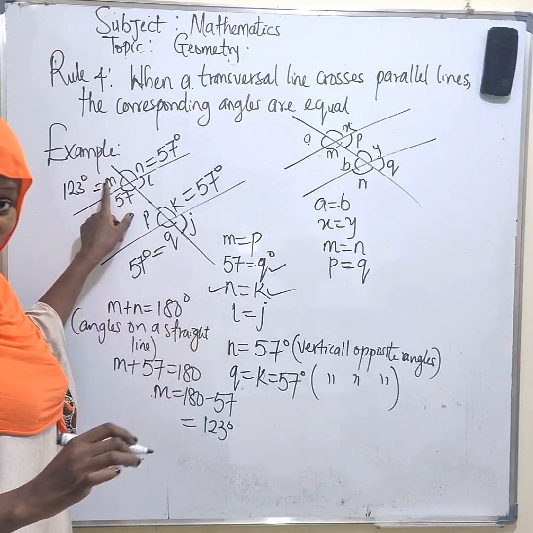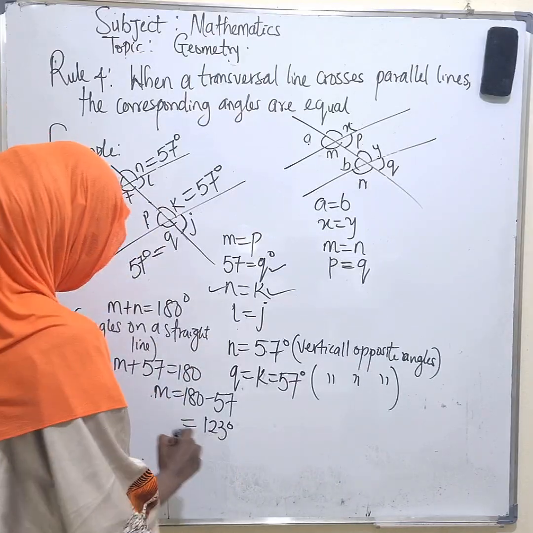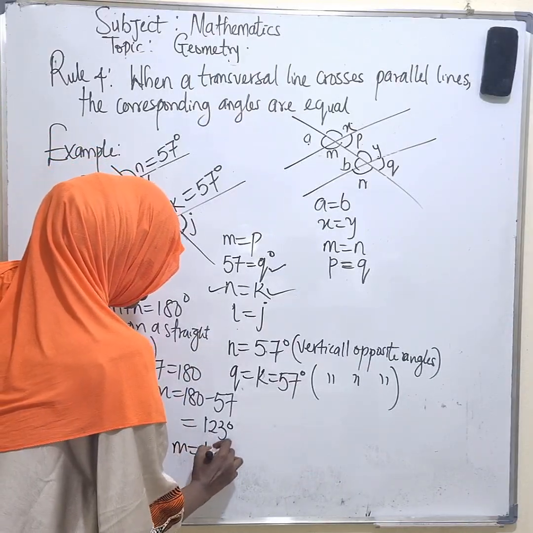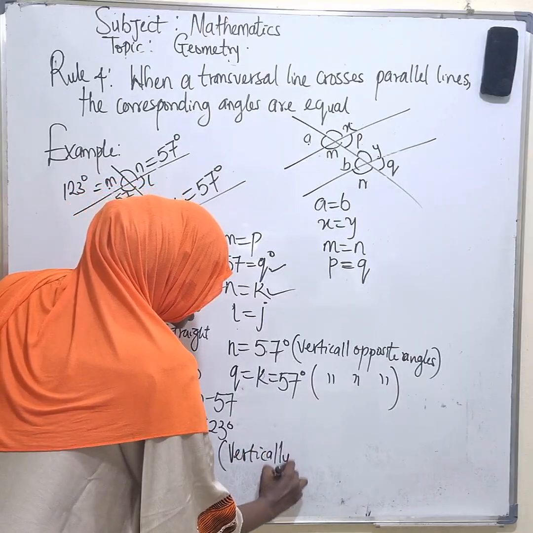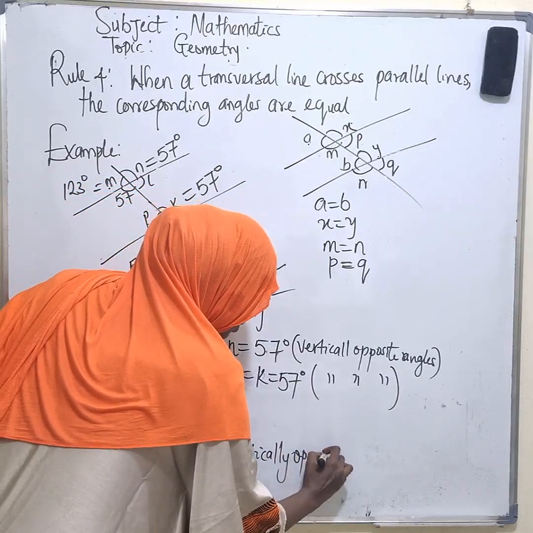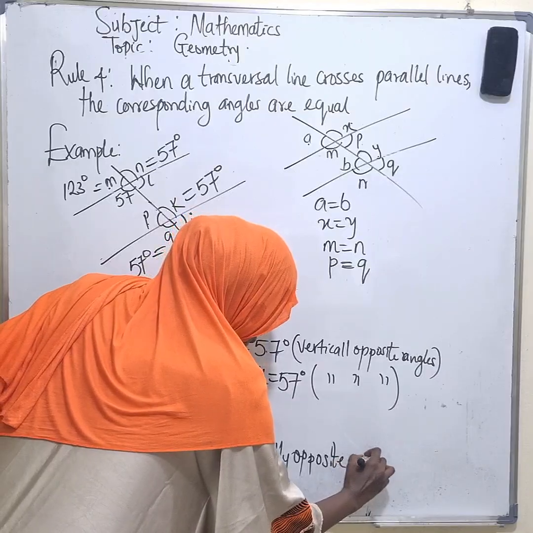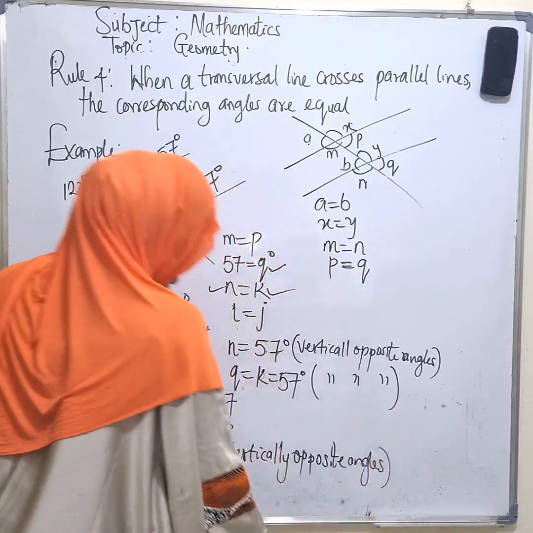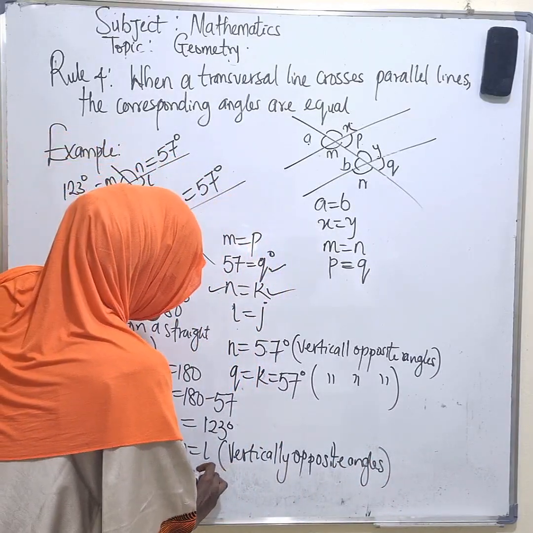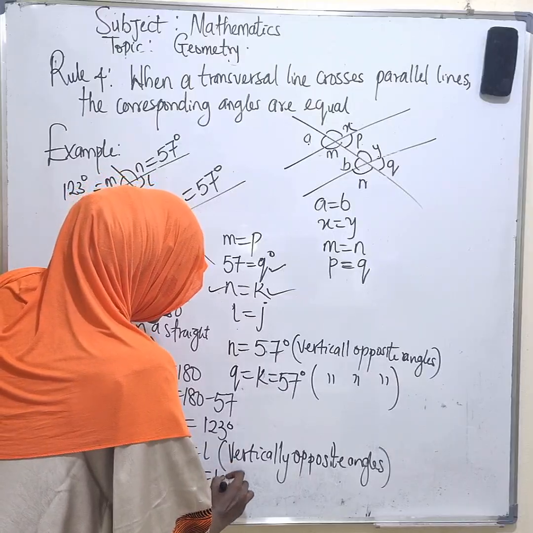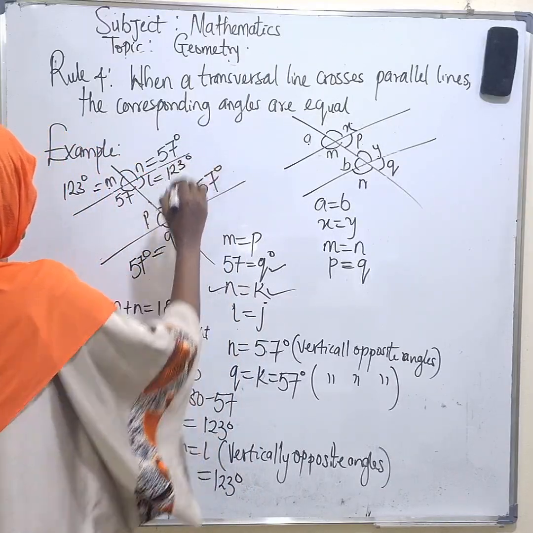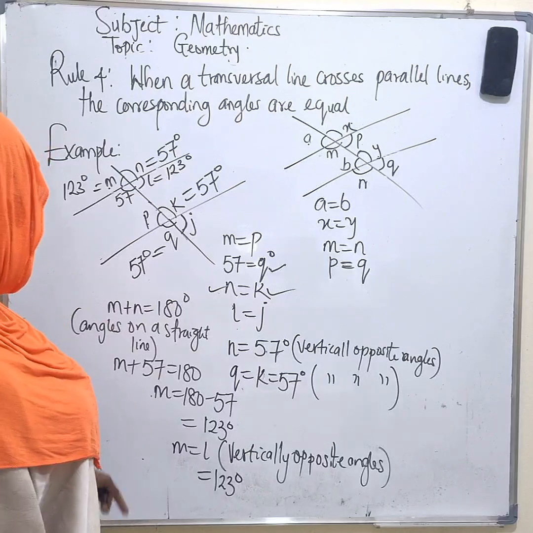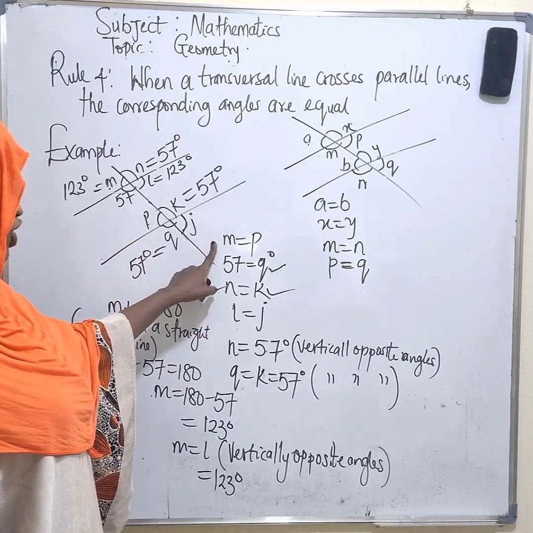So since we've gotten M, we'll get L now. So M is equal to L. Why? Because they are vertically opposite angles. Don't get tired of stating the reasons, they are very important. So these are vertically opposite angles. So that means M is L. That means L also will be equal to 123 degrees. So L is equal to 123 degrees. So which one do we have left? We have P and J left.